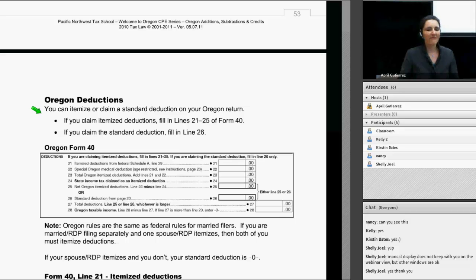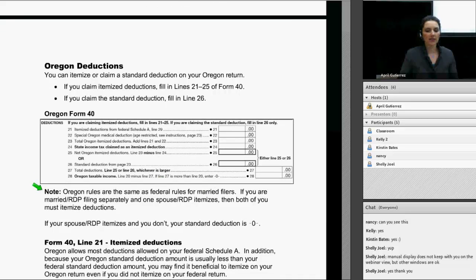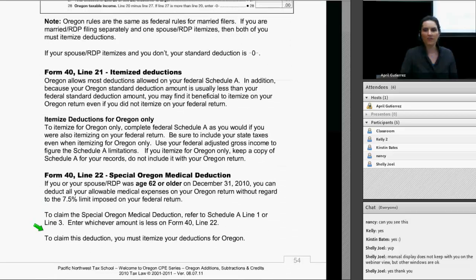Oregon deductions. You can itemize or you can claim a standard deduction on your Oregon return. If you claim itemized deductions, Oregon says complete lines 21 through 25 of Oregon Form 40, and if you claim the standard deduction, fill in line 26 instead. Note that the Oregon rules are the same as the federal rules for married filers. If you are married or RDP filing separately and one spouse or RDP itemizes, then both of you must itemize deductions. If your spouse or RDP itemizes and you do not, your standard deduction is 0.